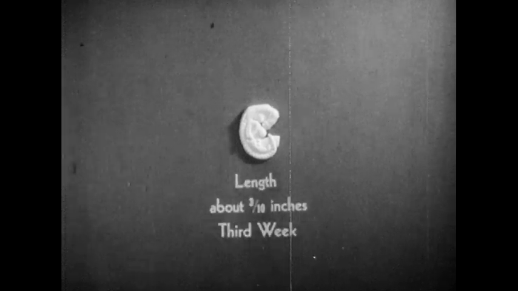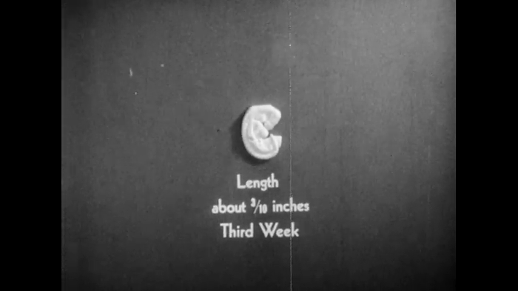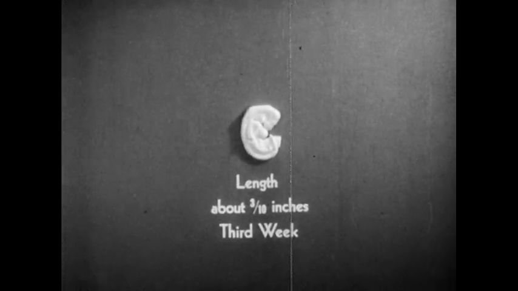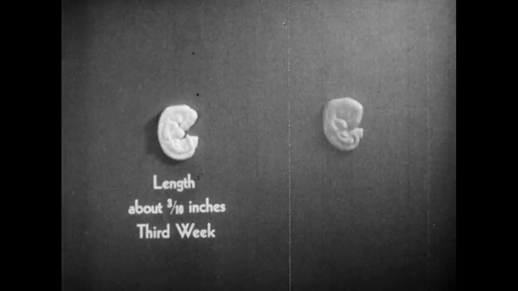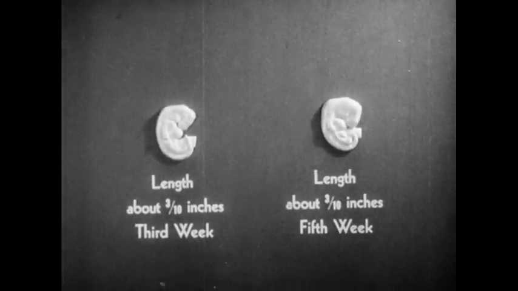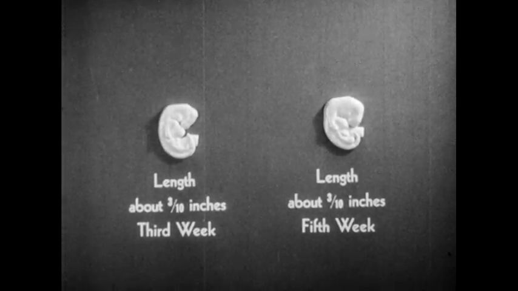Let us look at this model of a pig embryo after 3 weeks of development. It is then about 3/10 of an inch long. Up to a certain stage, the embryos of all mammals are alike, as we can see by comparing this pig embryo at the left to a human embryo in its 5th week of development at the right.